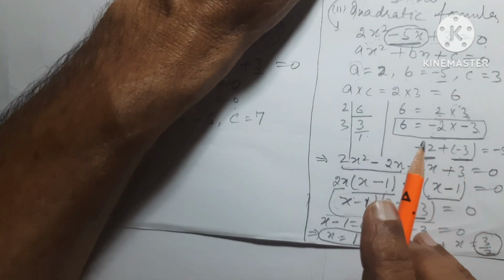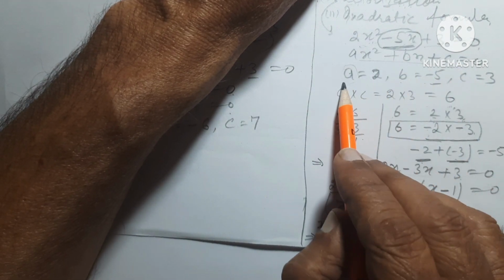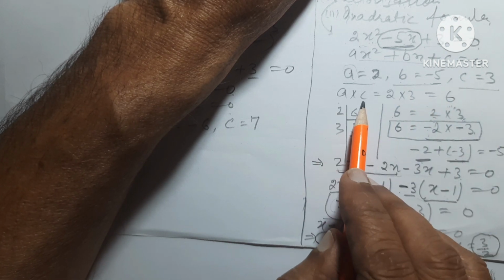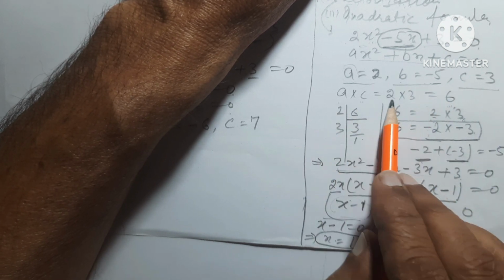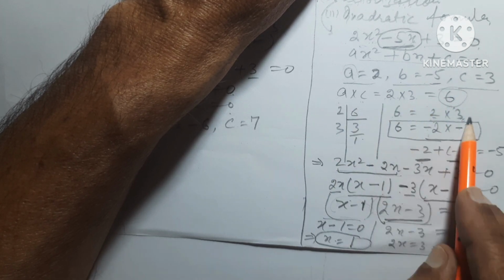I will repeat the steps. First of all, compare it with the standard equation. You will get the values of a, b and c. Second is multiply ac. Third is find the factors of ac. This is ac. These are the factors.